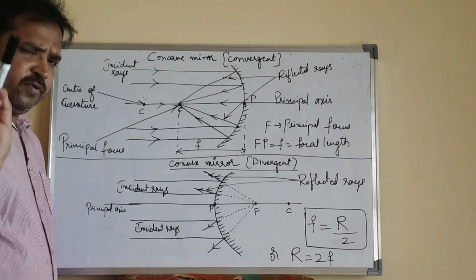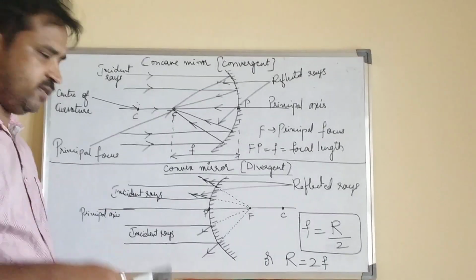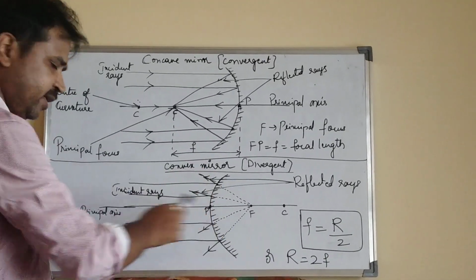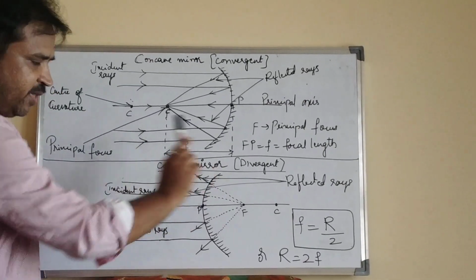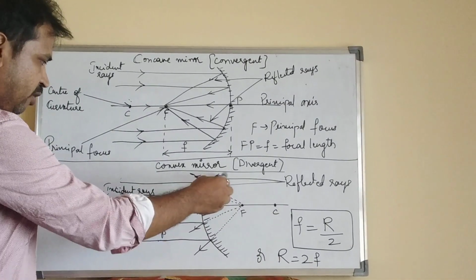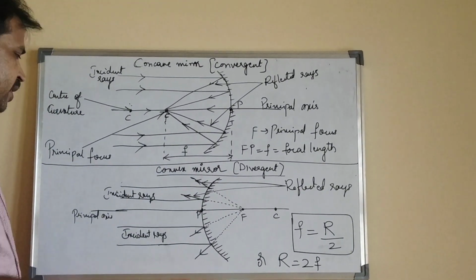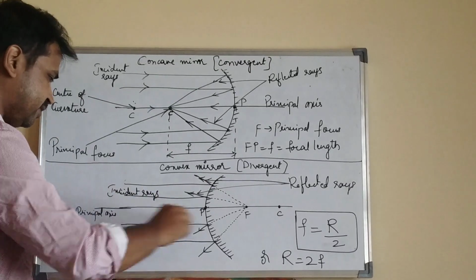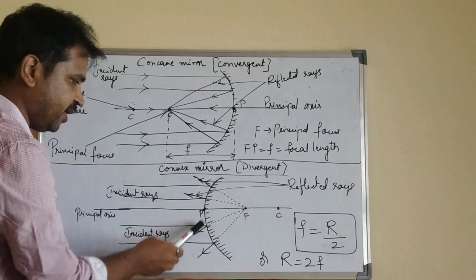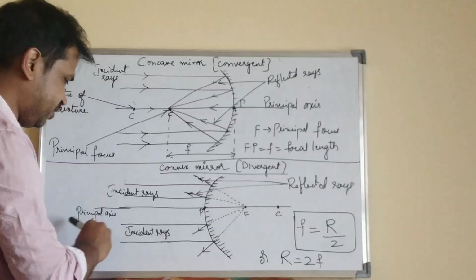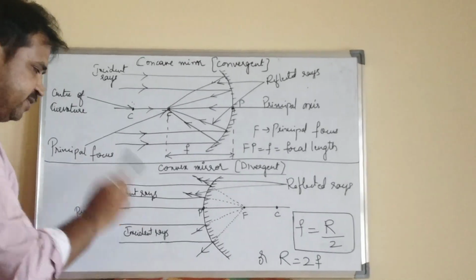Now we have to be very careful while drawing the ray diagram for the convex mirror. See here, this is a convex mirror. You have the reflecting surface away from the center of the sphere and the non-reflecting surface inside. You can see in the diagram the principal axis, which passes through the pole of the mirror and the center of curvature. Above and below the principal axis you have the incident rays.